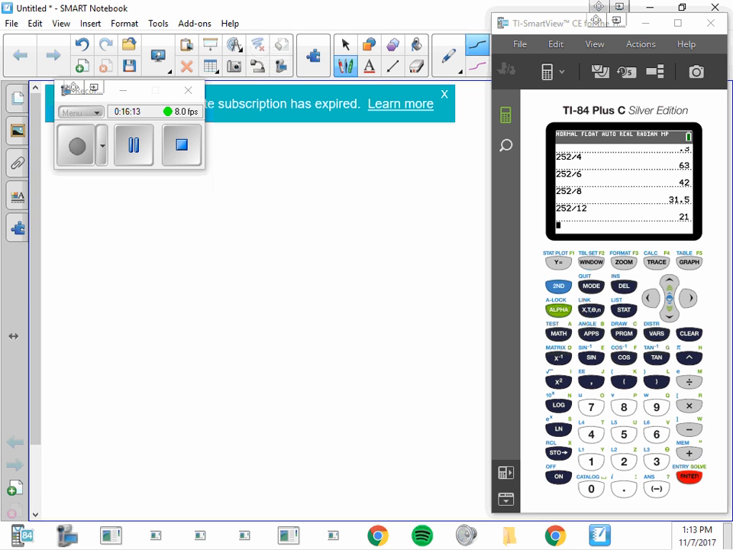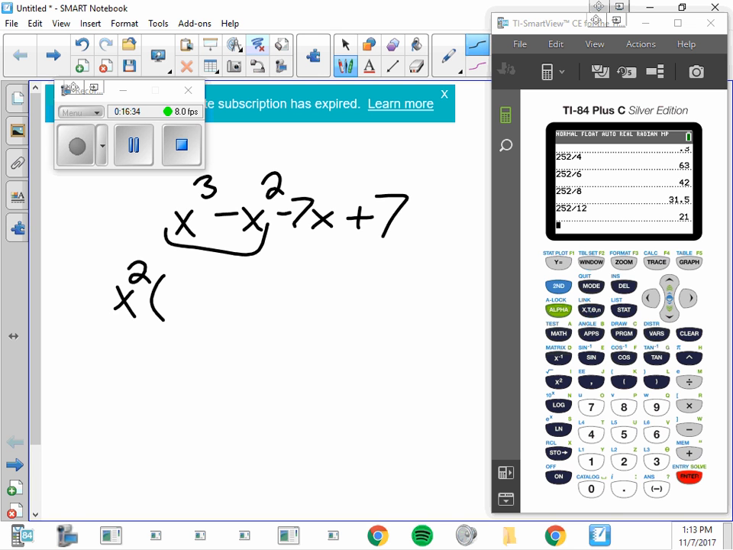Let's do x to the third minus x squared minus 7x plus 7. I group the first two. What can I take out? X squared, and what's left? X minus 1. Okay, what can I take out of that? 7. And what's left? Negative x plus 1. Do they match?